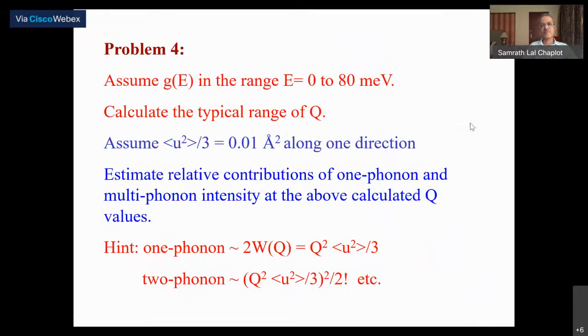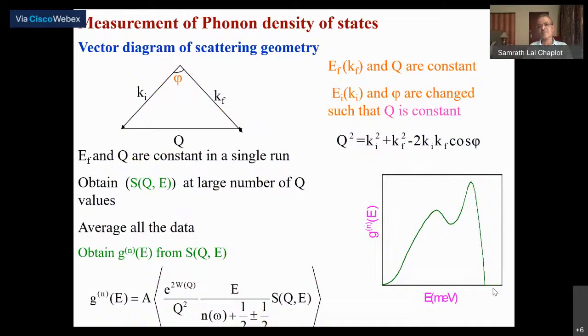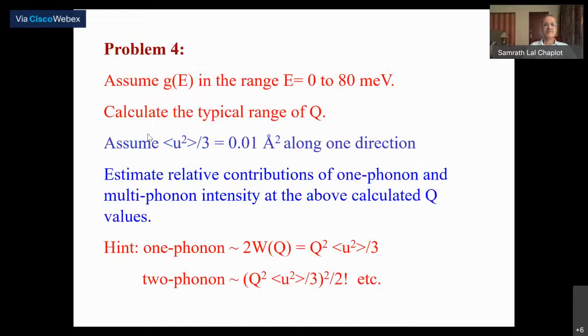So this is the fourth problem. Let's assume that you have the phonon density of states in the energy range of 0 to 80 millielectron volts, the range over which this function exists. The problem is to calculate the typical range of the wave vector Q over which the measurements can be made.